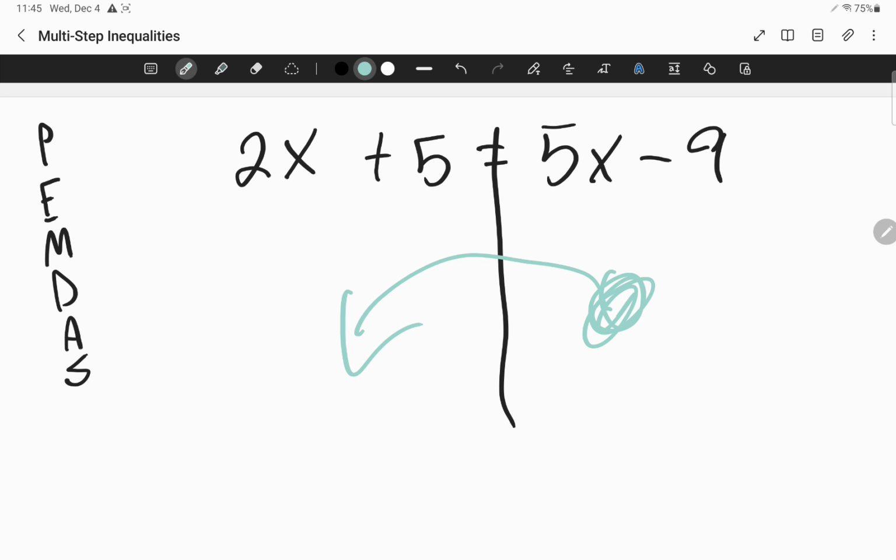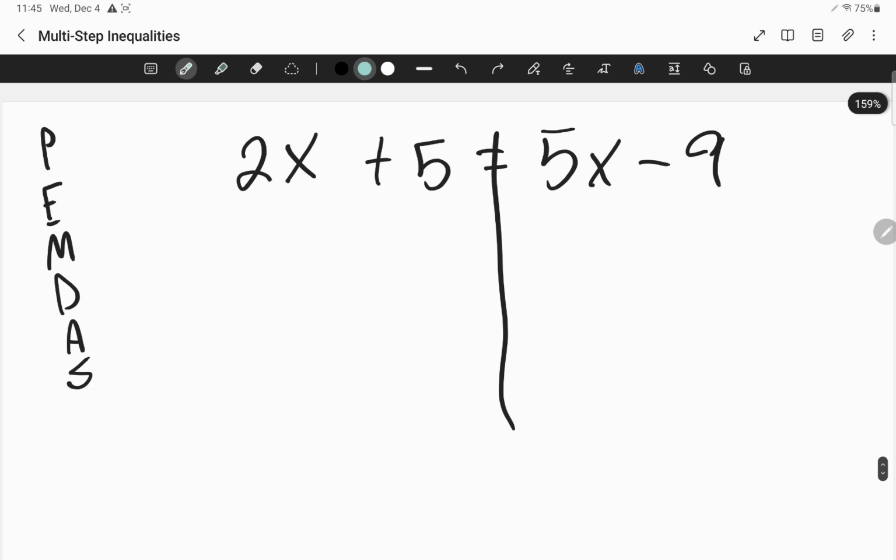What that's going to do is move one thing from one side to the other, and I'm going to show you. All right, so let's go. I want to move this 5x. I want to move it over, right? Now, what is this 5x? Okay, I'm not doing multiplication and I'm not doing division. This 5x is a positive 5x.